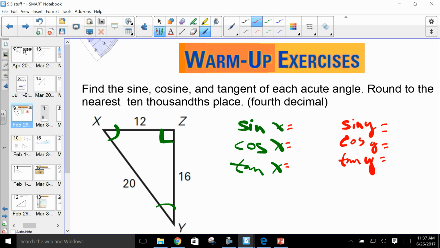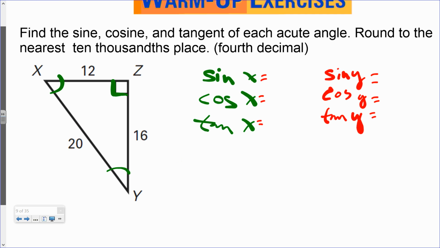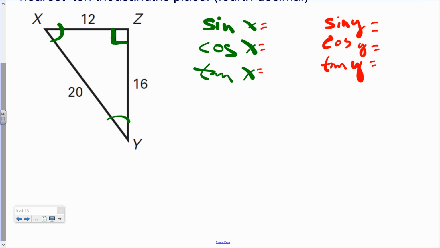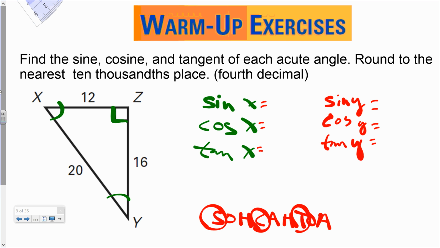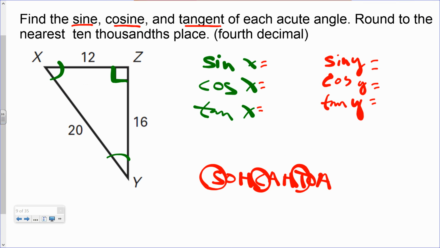I'm going to find the ratios of these angles. SOHCAHTOA, remember, is the memory device, so we know we can memorize the ratios. There are only 3 ratios: the sine, the cosine, and the tangent, which I'm asking you to find. Sine, cosine, and tangent of each acute angle. So I set it up: sine, cosine, tangent of x, sine, cosine, tangent of y.